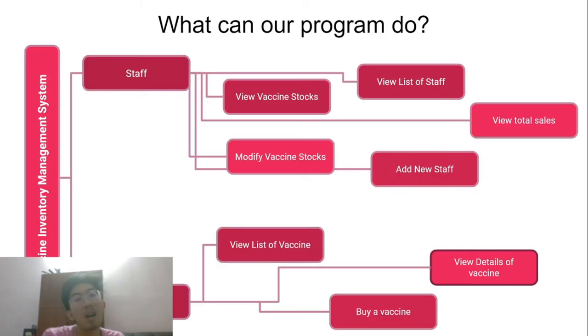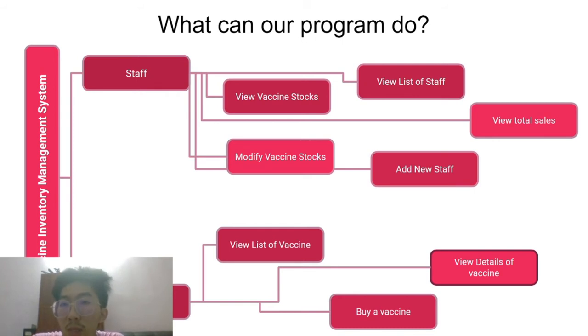So basically, what can our program do? Our program has two user credentials. One is the staff, another one is the customer. The staff, you can understand it as admin. The admin can view the vaccine stocks. The vaccine stock is how many vaccines we have. For example, until today we have about 800-something doses for the AstraZeneca vaccine. Pfizer, we have 500 doses left.